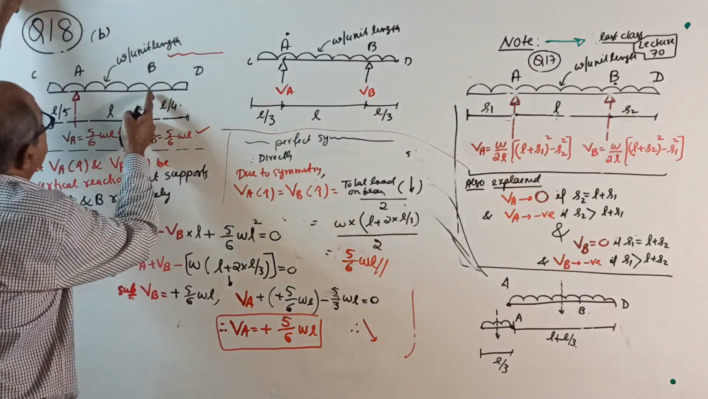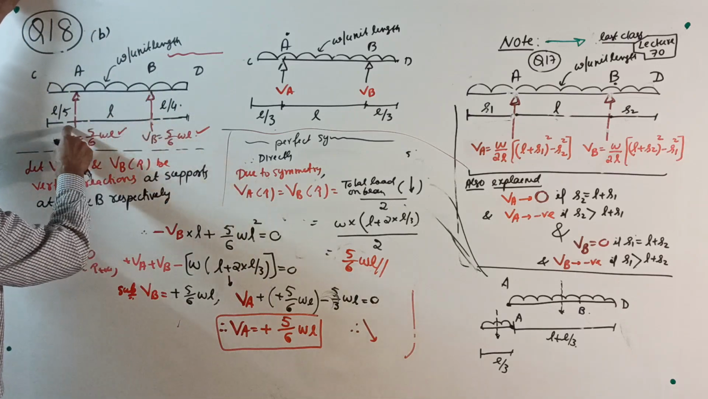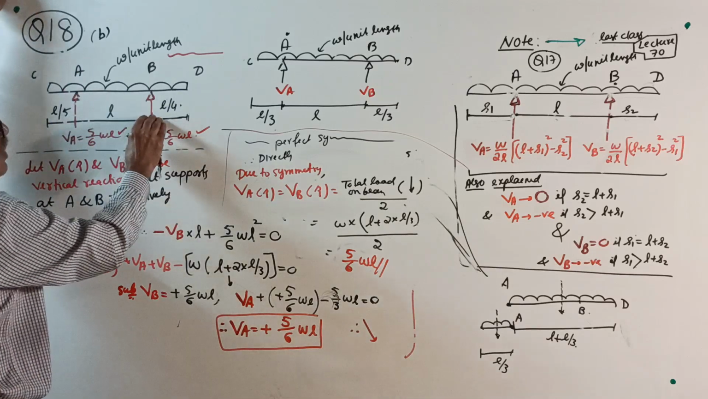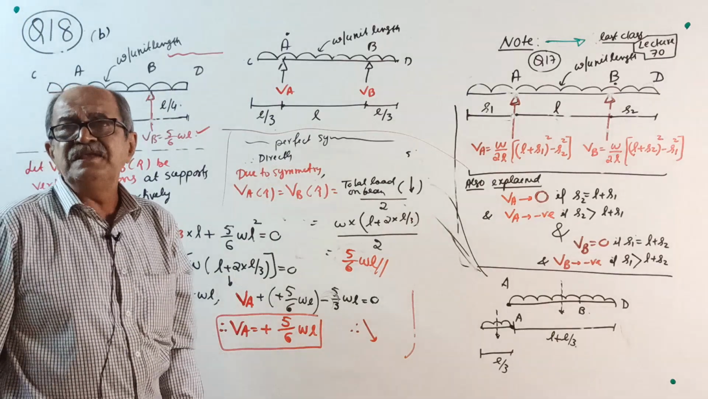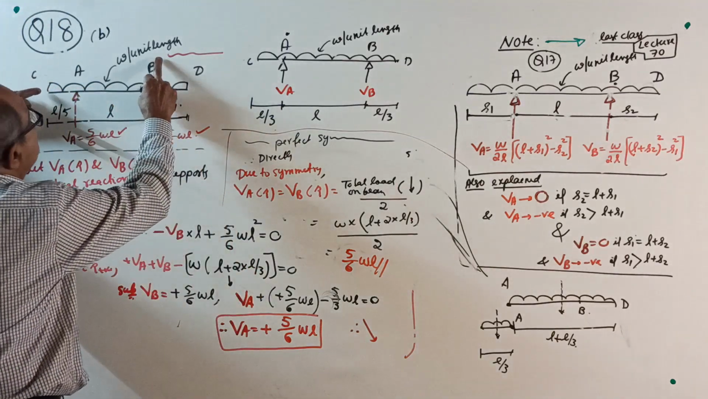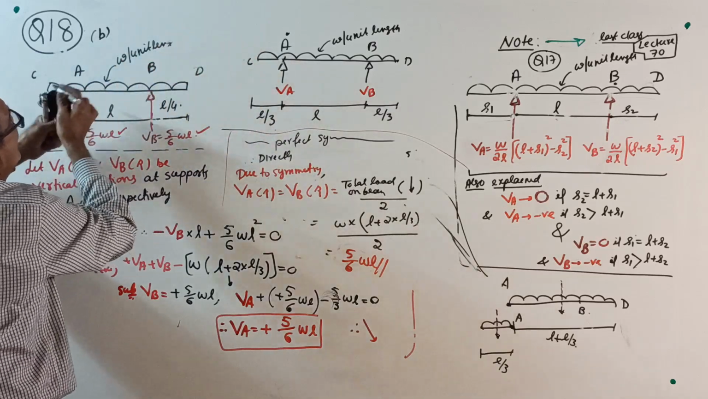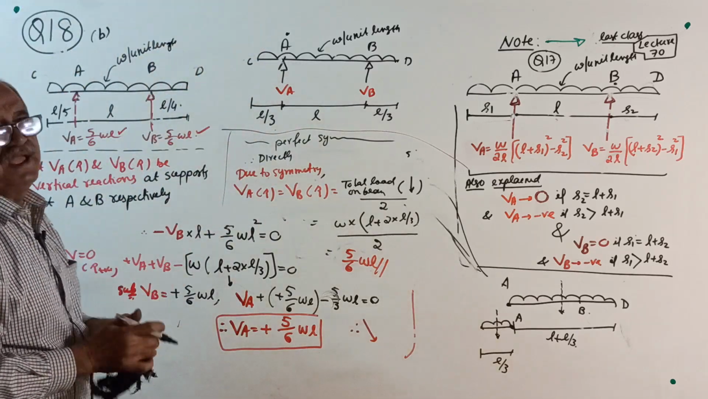A beam has a span of L between two simple supports. It has a left overhang of L by 5 and a right overhang of L by 4. It is loaded by a UDL of intensity W per unit length over the entire length. Find the reactions.